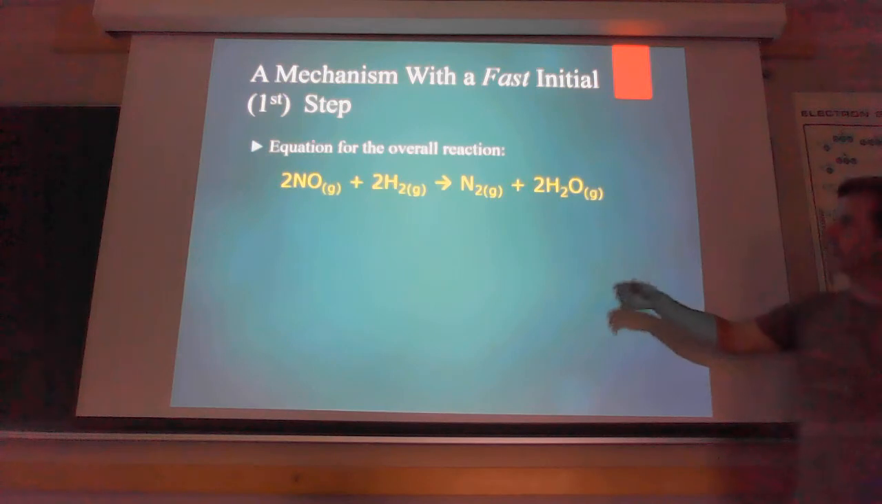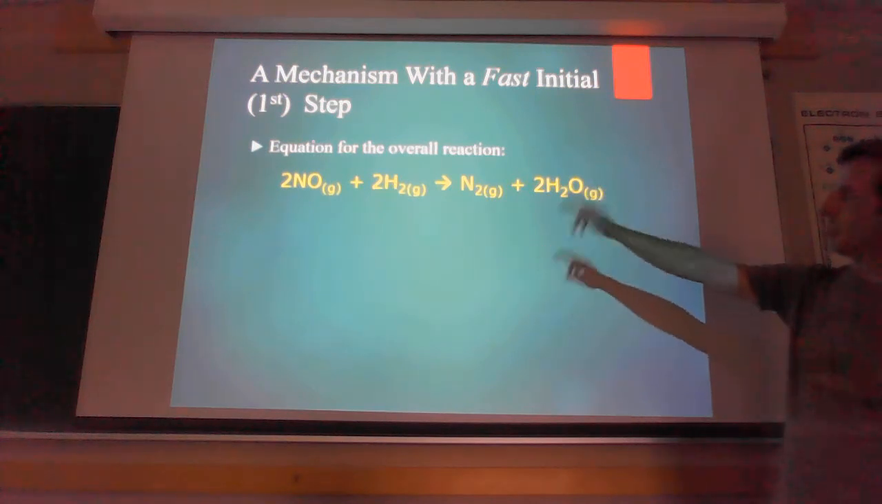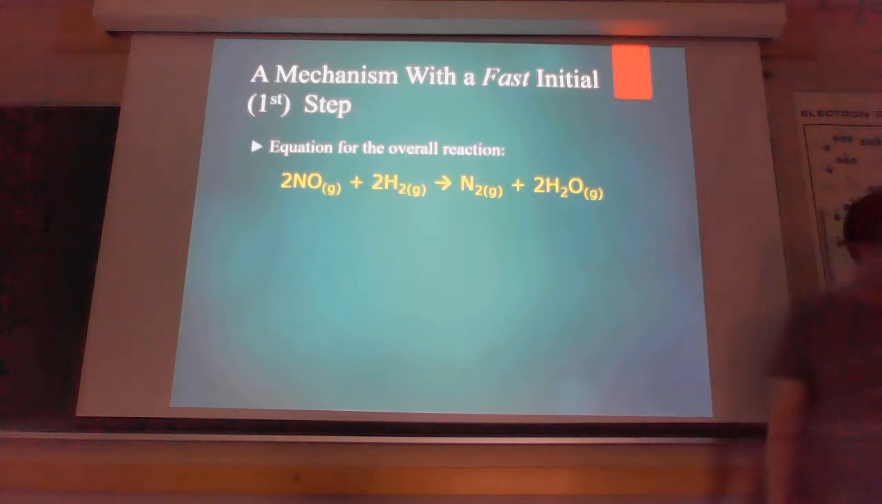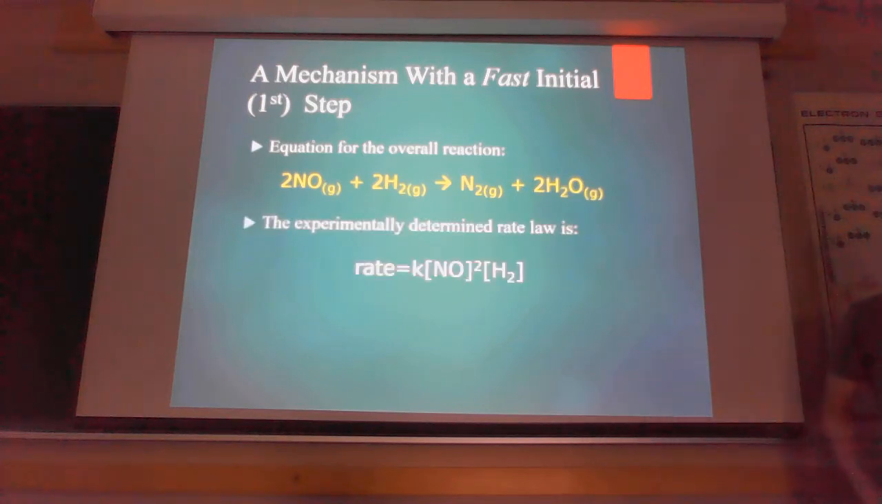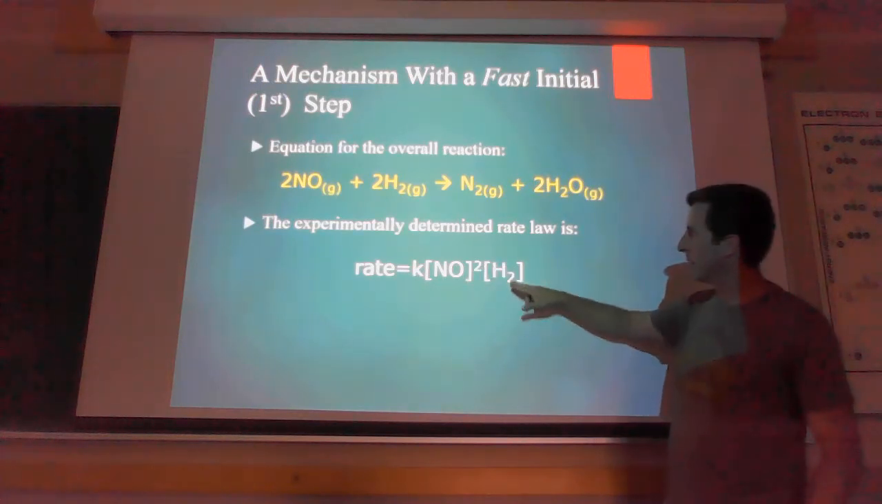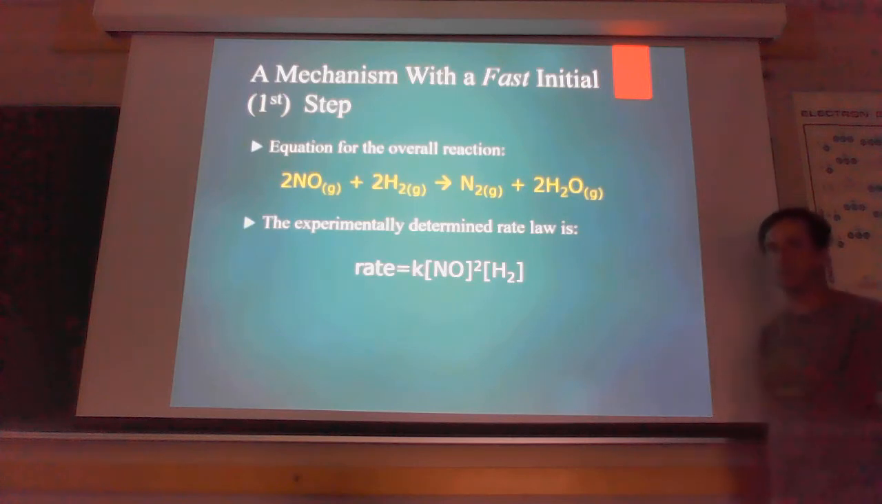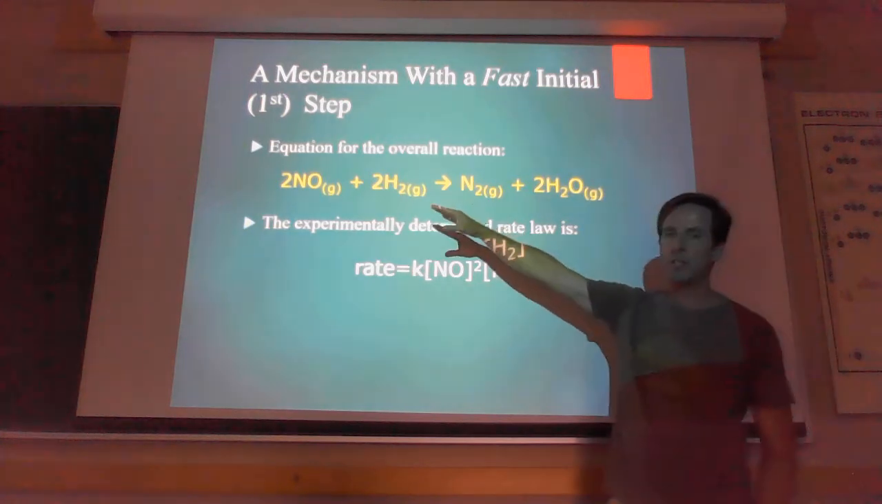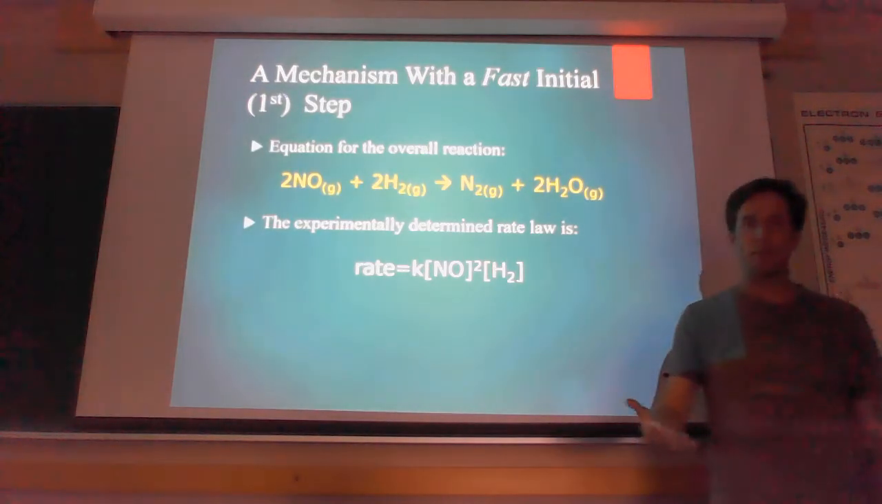So I have a reaction, 2 NO plus 2 H2 yields N2 plus 2 H2O. The experimentally determined rate law says the rate equals k times [NO] squared times [H2]. Now again, my orders here do not match up with my coefficients, so clearly this is a multi-step mechanism.